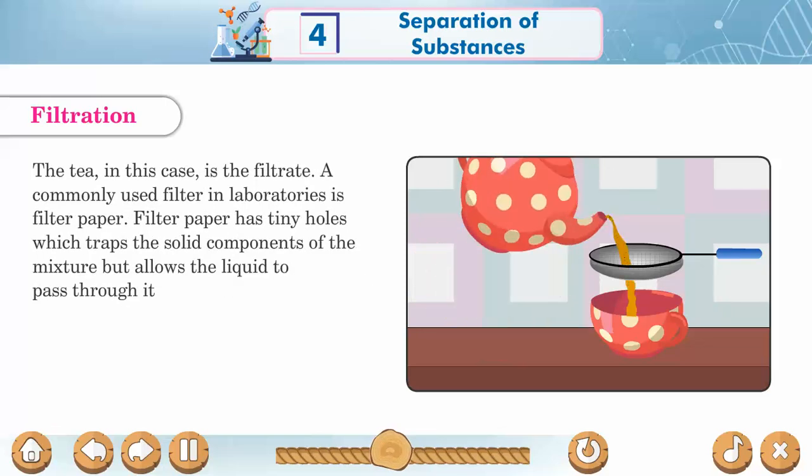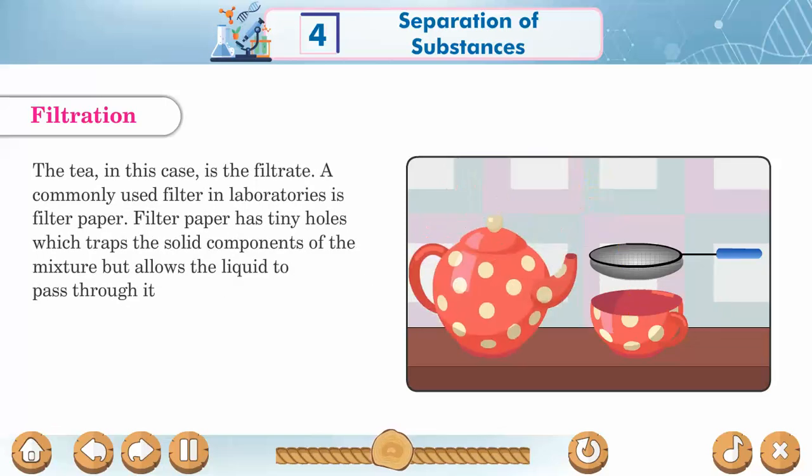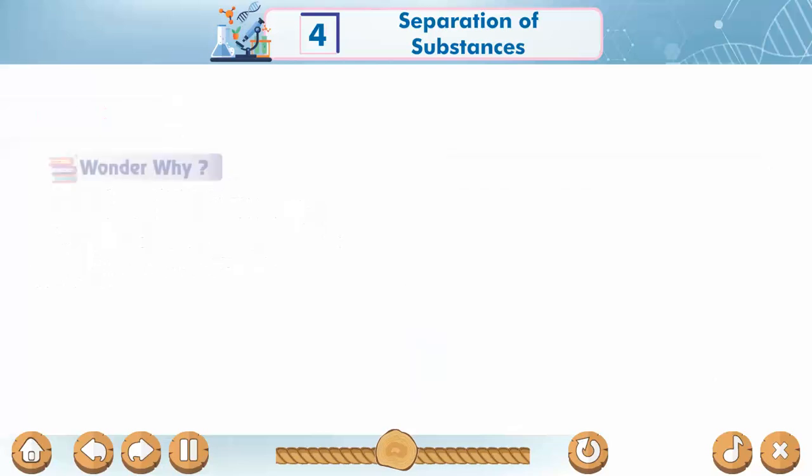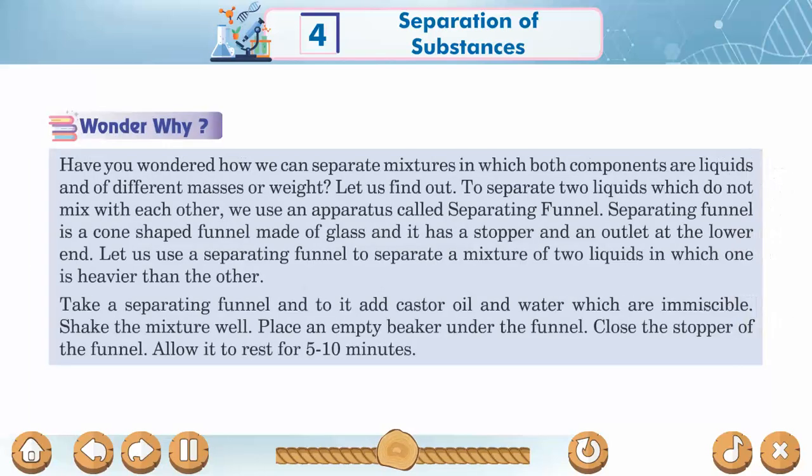A commonly used filter in laboratories is filter paper. Filter paper has tiny holes which trap the solid components of the mixture but allow the liquid to pass through it. Have you wondered how we can separate mixtures in which both components are liquids and are of different masses or weight? Let us find out.